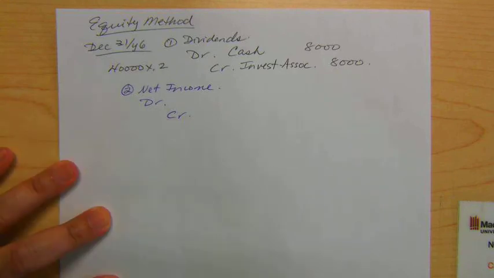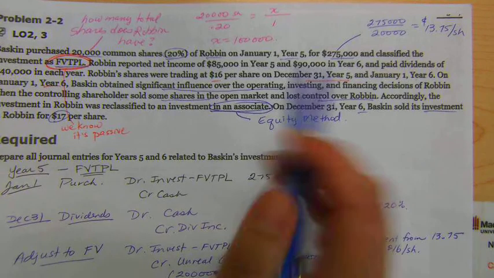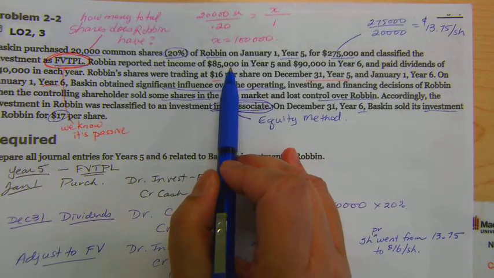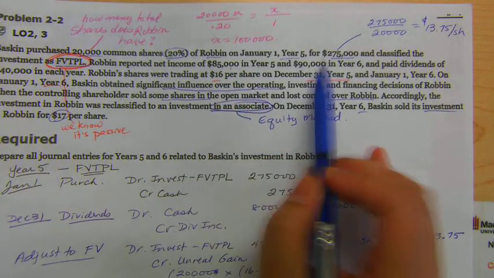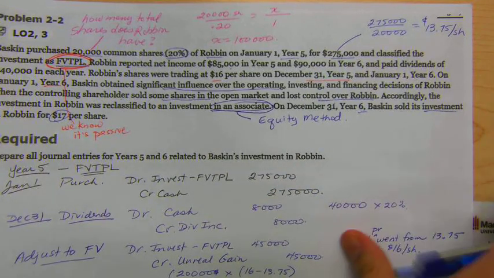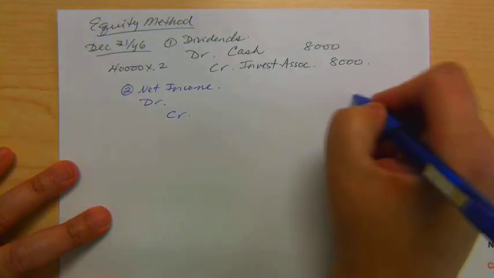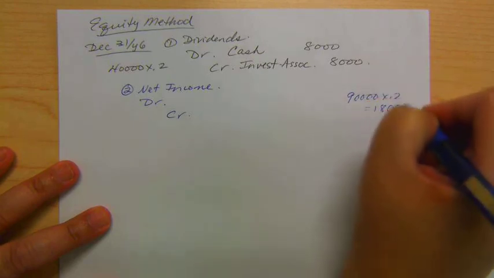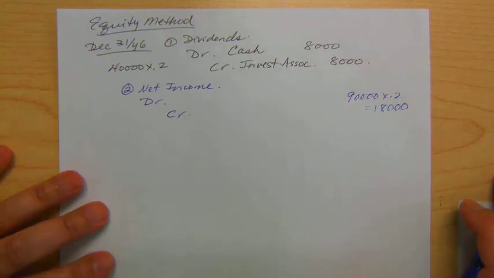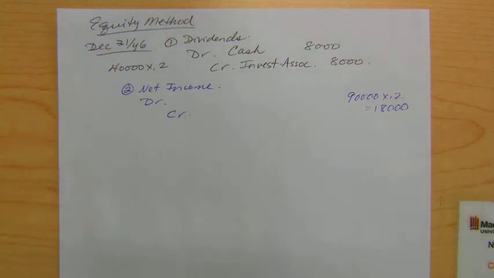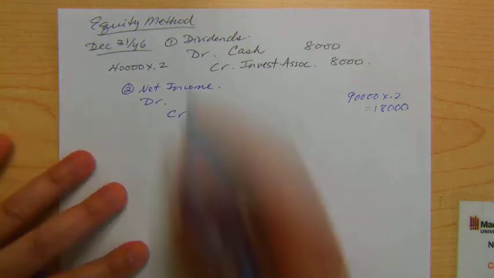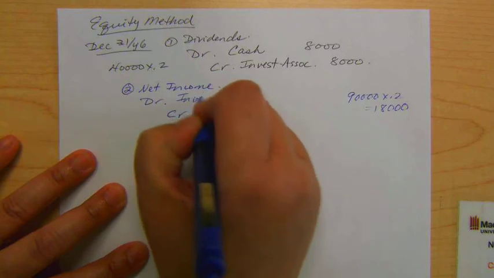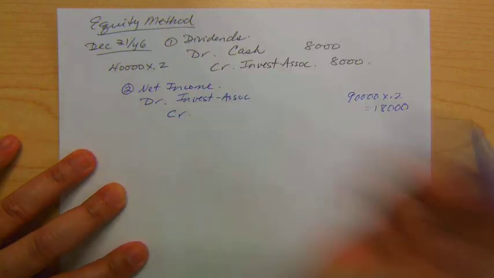Now, in this case, if you look back, I'll just put this back for a sec. They earn net income in year 5, but we're not in year 5, so we don't care. And so we've got to record that 90,000. So we've got 90,000 times 0.2, which is 18,000. Now, if dividends makes our investment go down, what will net income do? Make our investment go up. So we're going to debit investment in associate for 18,000.